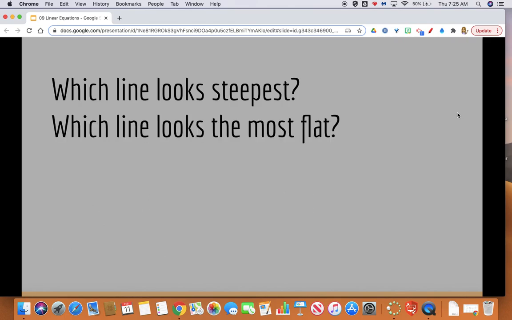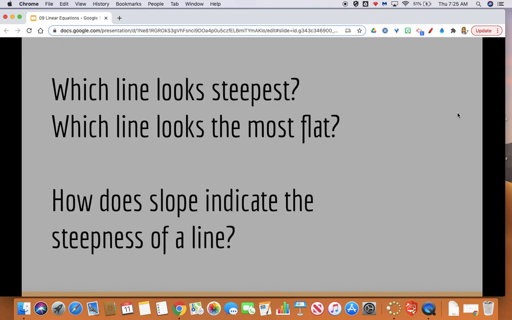Okay, which lines look the steepest versus which lines look the most flat? That all has to do with your slope. So the higher the rise compared to the lower the run, those are going to look steepest. The ones that are going to be more flat is when those numbers are closer together. Slope indicates the steepness of the line because we have our rise over our run. And so depending on how close together those numbers are, it's going to indicate how steep our line is.